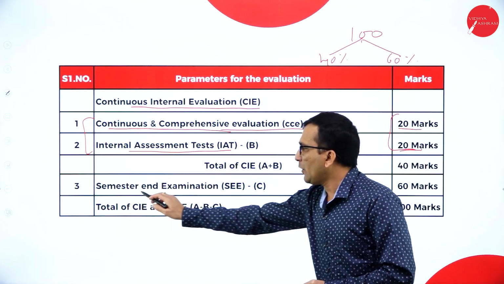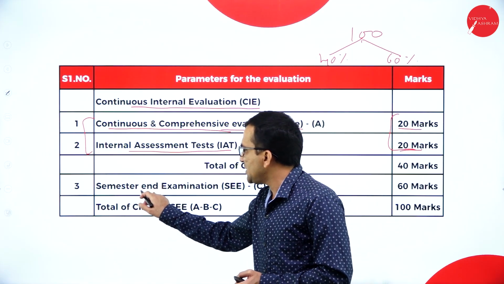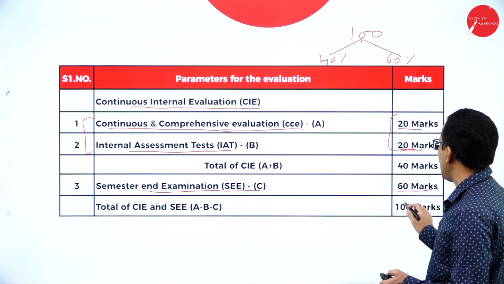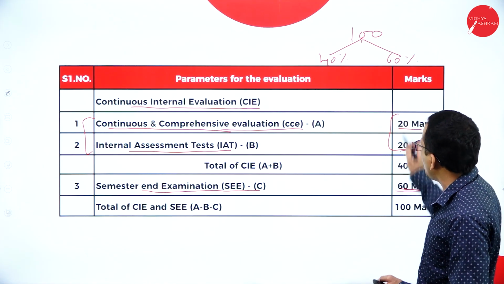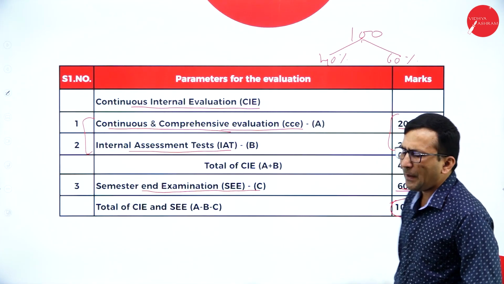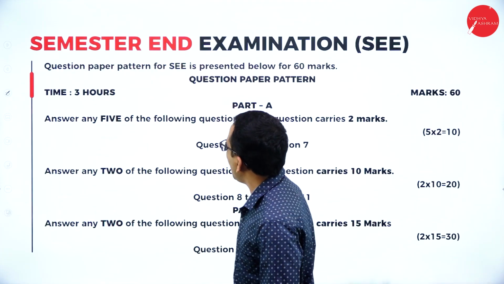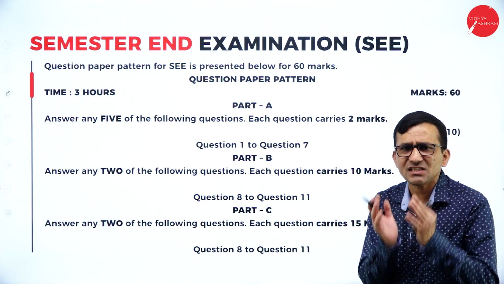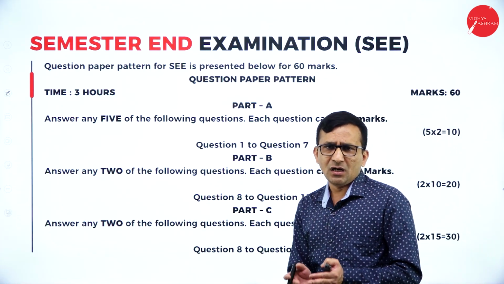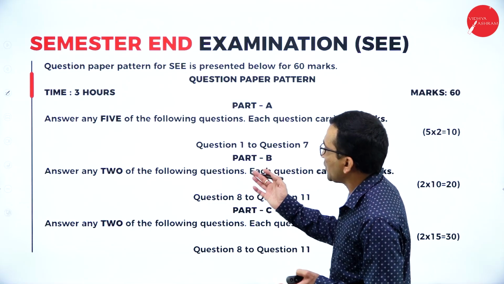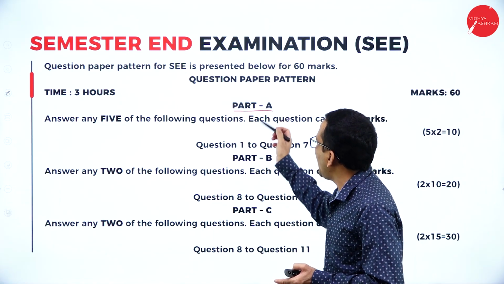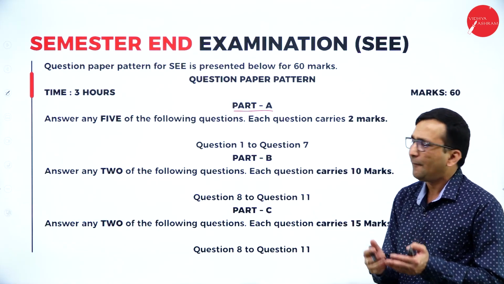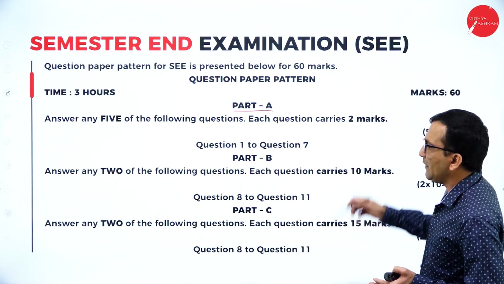At the end of the semester, the University of Mysuru conducts an examination, which is 60%, 60 marks expected. Altogether, the total paper is set for 100 marks. Moving to the end examination question paper pattern, which is the same as what you wrote in the previous semester. Part A, 2 marks each of 5 questions, out of a total of 7 questions. So 5 into 2, 10 marks.